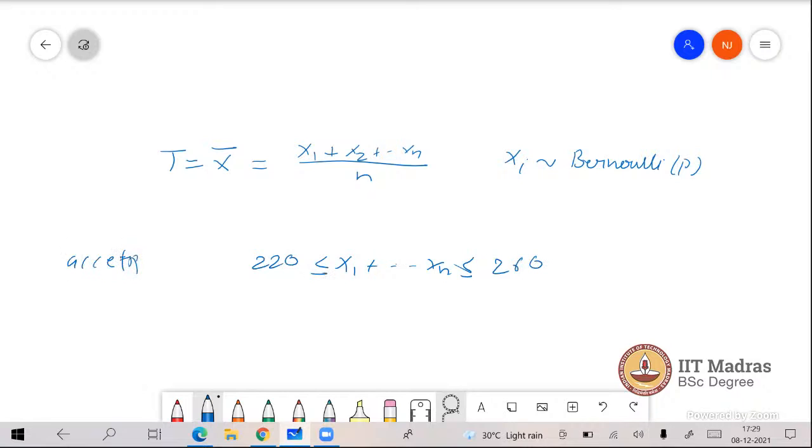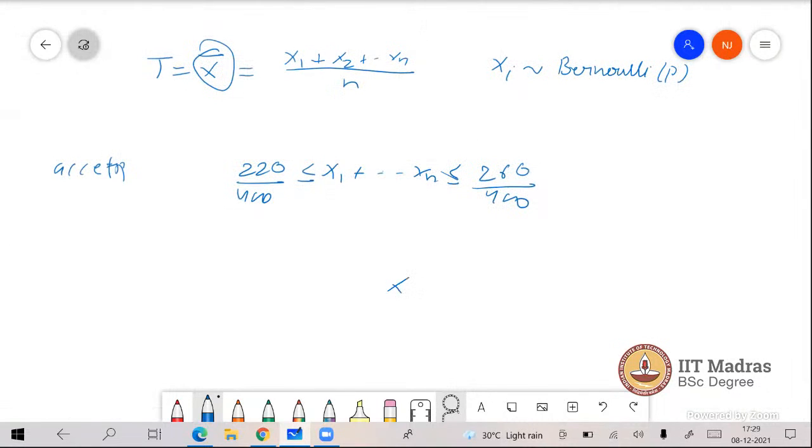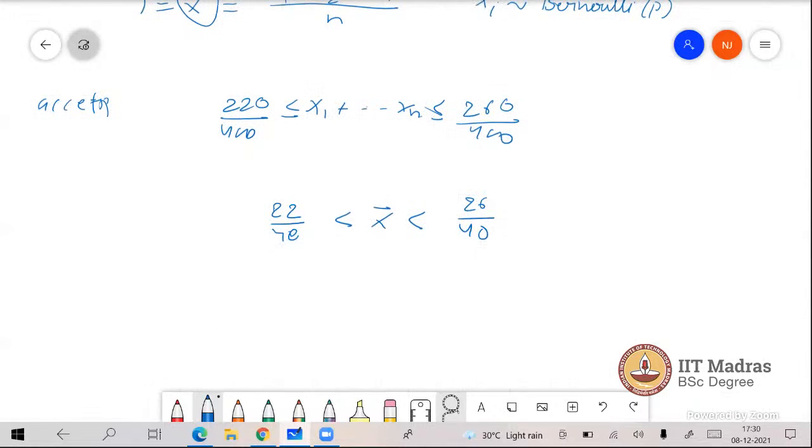So you have to change accordingly, and this is going to be divided by 400. So you will accept whenever x bar lies between 220 by 400 and 260 by 400. Now this is your acceptance region. Any problem in this? Nothing so far, sir.